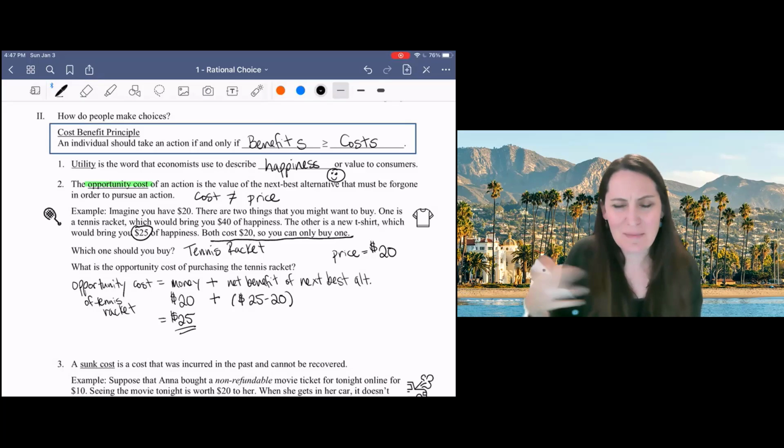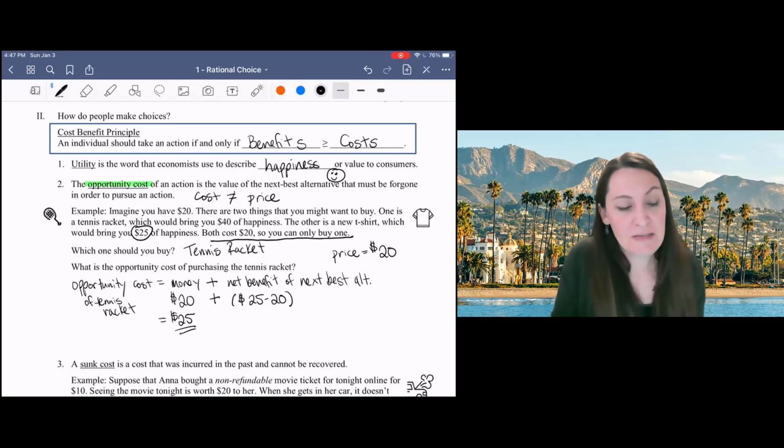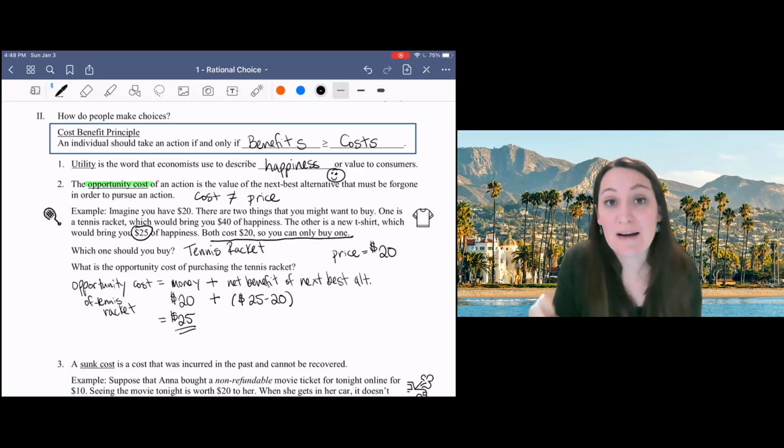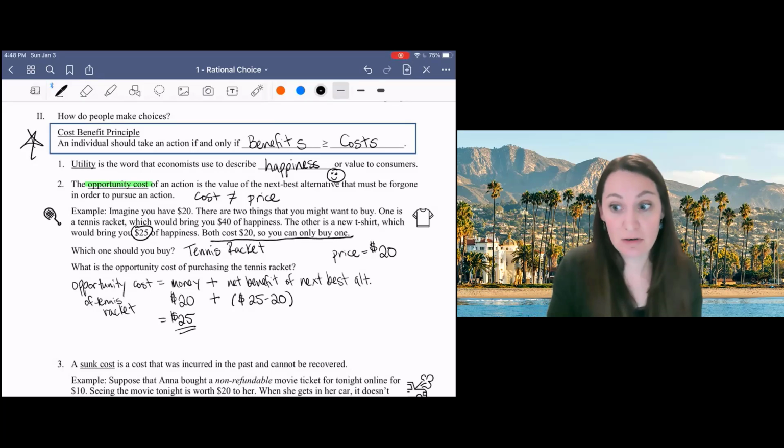So why do we care about opportunity cost? This seems unnecessarily complicated, right? Well, we care about opportunity cost because if we don't think about opportunity cost, then our cost benefit principle is not going to work, right? We said we should take an action as long as the benefit is bigger than the cost.